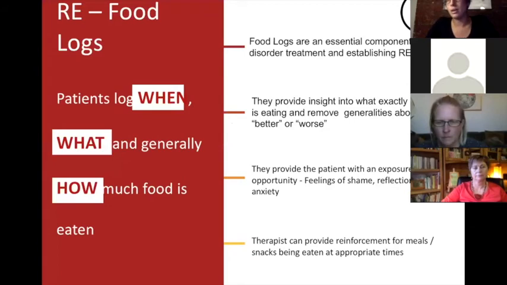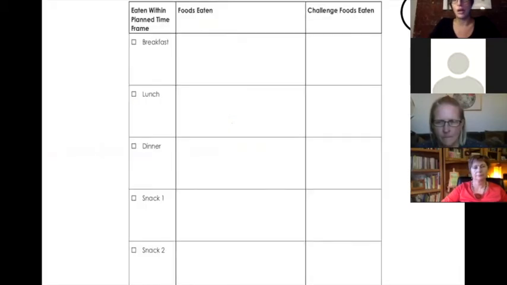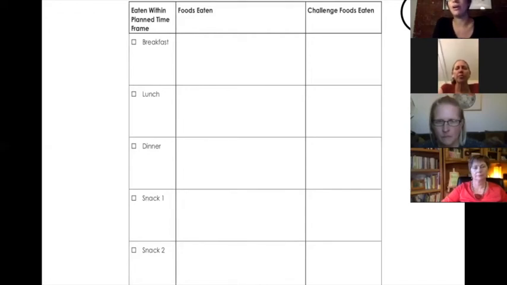So we employ food logs to make sure that eating is regular and that a person is eating enough. Here's an example of a food log. And then over time, patients are logging the challenge foods that they've eaten on the right.